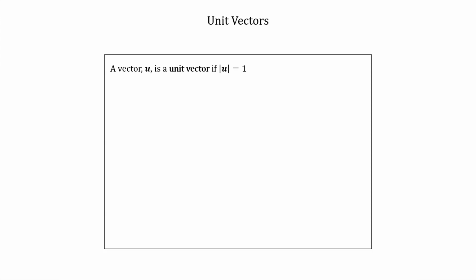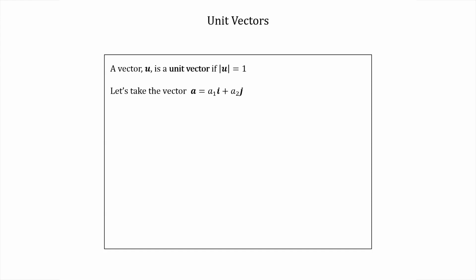We'll now demonstrate that, when given a vector, it is possible to obtain a unit vector pointing in the same direction as that vector. Let's start by taking a general vector a, which we'll denote in component form as a1 times i plus a2 times j. The way we obtain a unit vector pointing in the direction of a is by dividing a by its magnitude.